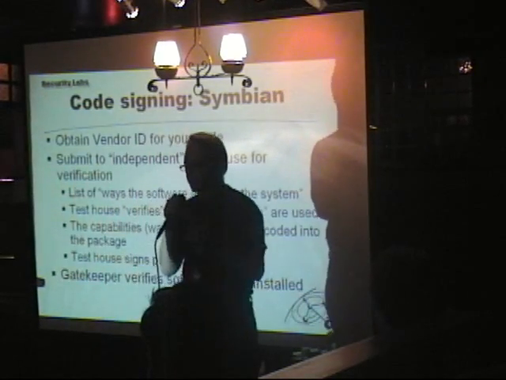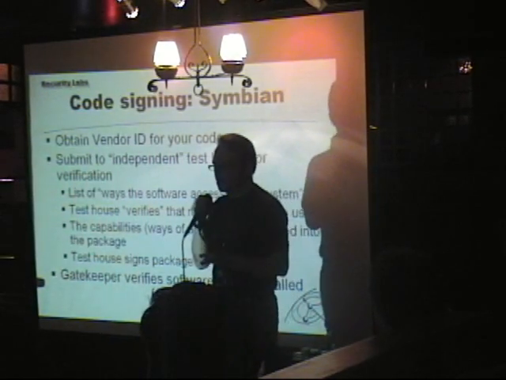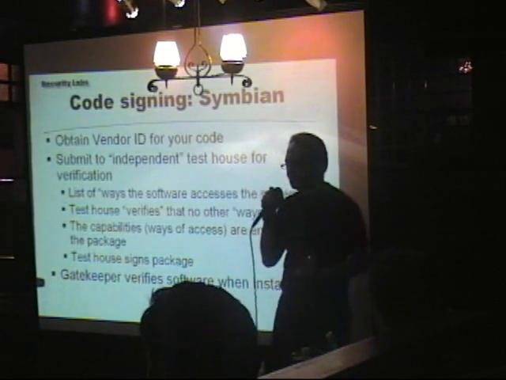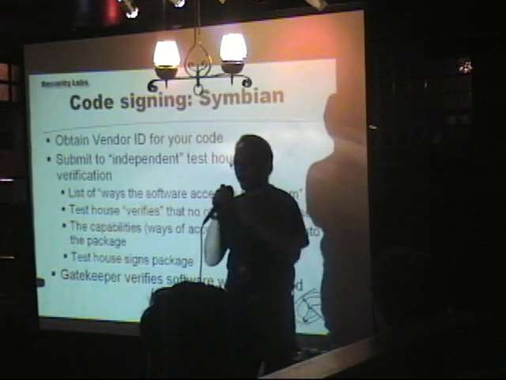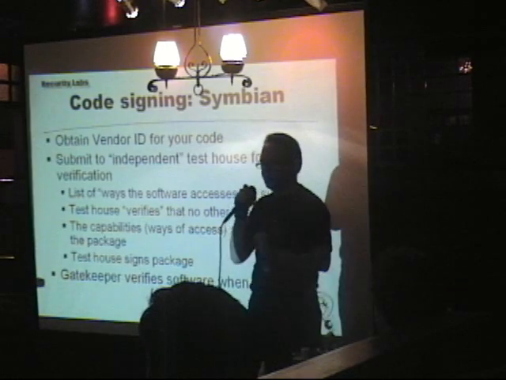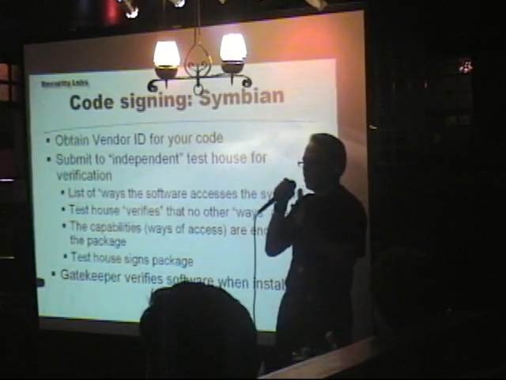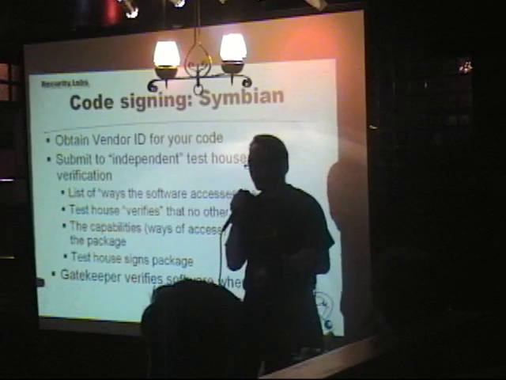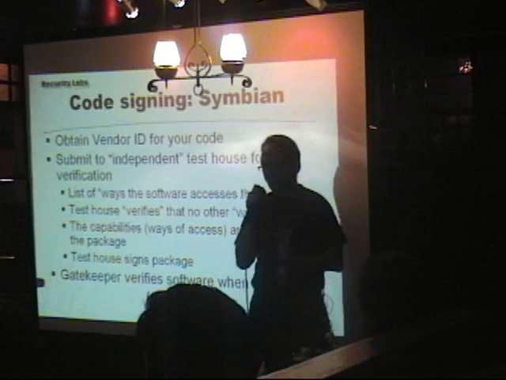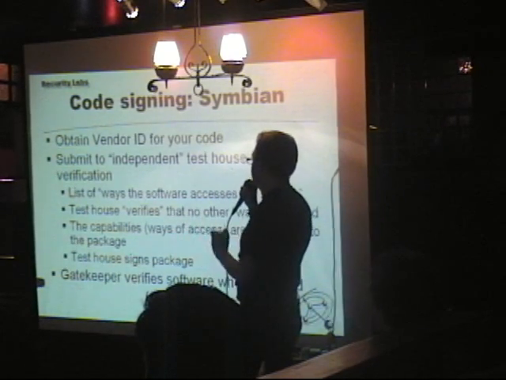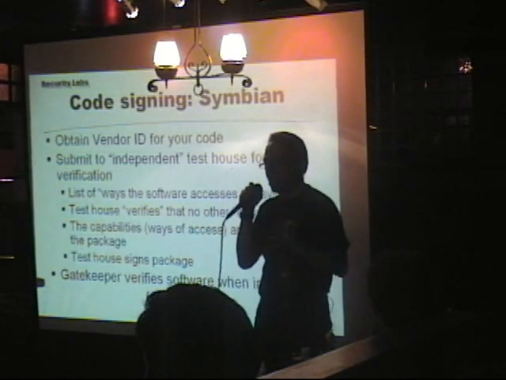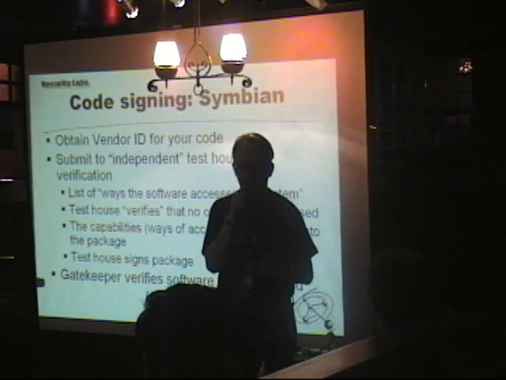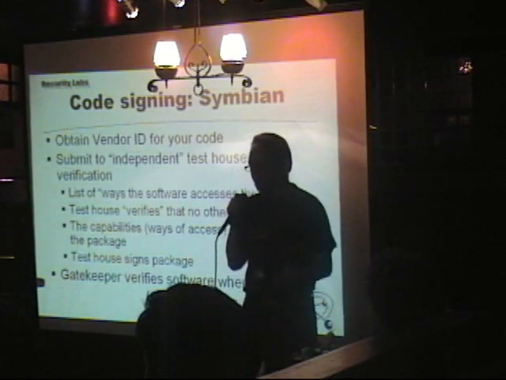Now, how does that work in detail? On Symbian, you have something called a vendor ID. And you have to go to Symbian people and say, I need a vendor ID, and then you have to submit it to an independent test house, whatever that might be, and list the, quote, ways the software can access the system, unquote. This is from the Symbian Developers Handbook security section, so I'm just quoting it here.